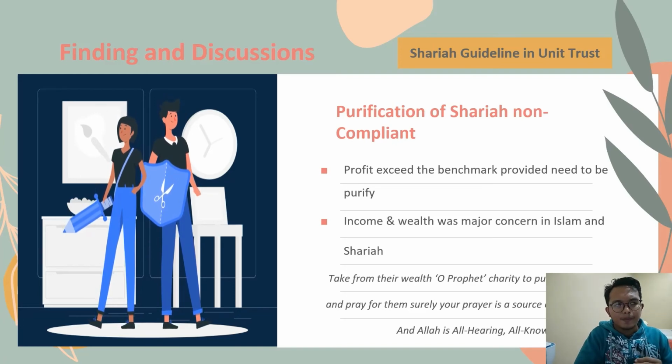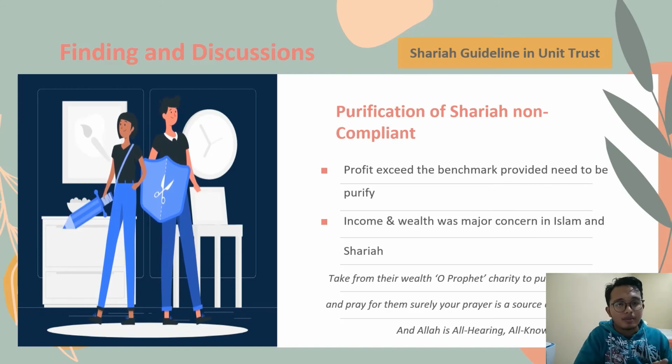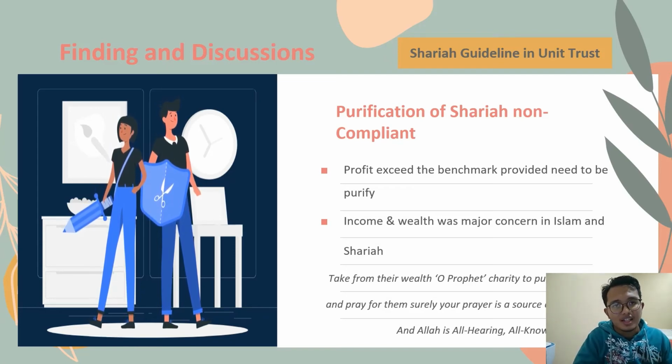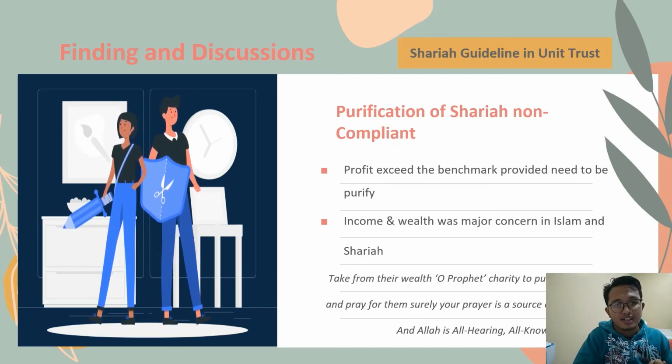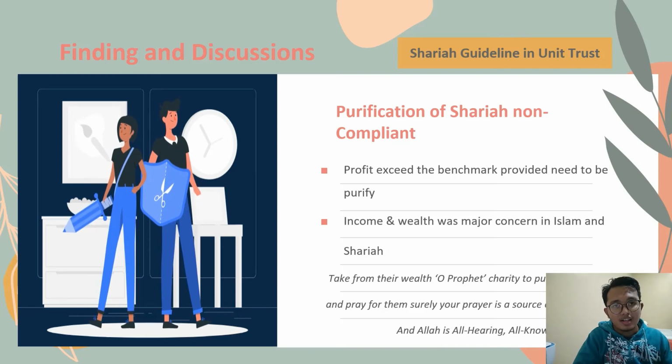For example, if the unit trust company makes an investment in non-Shariah compliant activities, the profit gained from that type of investment cannot be included in the profit gained from other activities. It must be purified, because income and wealth are a major concern in Islam and Shariah. Allah says in the Quran, "Take from their wealth a charity to purify and bless them, and pray for them. Surely your prayer is a source of comfort for them, and Allah is All-Hearing and All-Knowing."